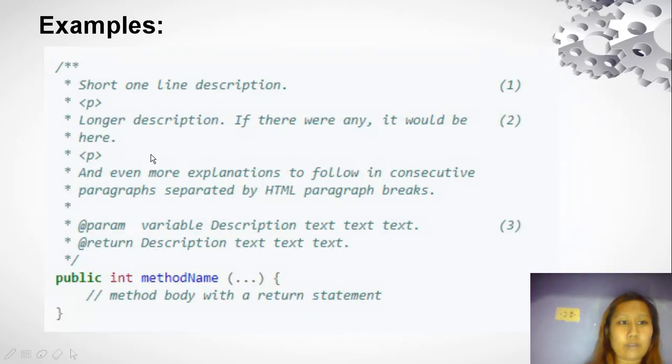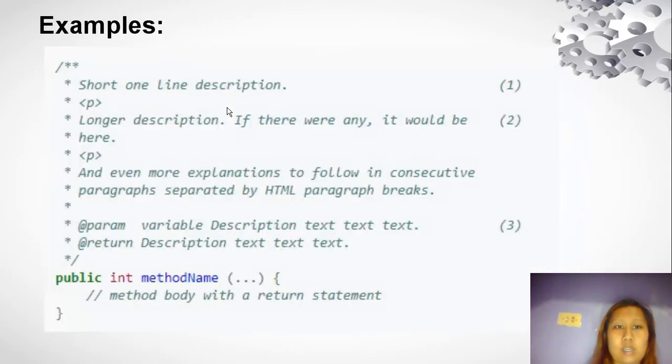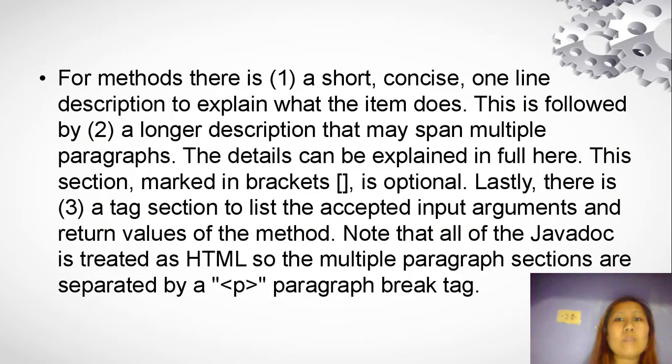We have a paragraph tag, P, here, and then even more explanation to follow in consecutive paragraphs separated by HTML paragraph breaks. Then @param for the variable description, @return for the return value, and we have the method. For a method, there is a short, concise one-line description to explain what the item does. So here is this short description. This is followed by a longer description that may span multiple paragraphs.